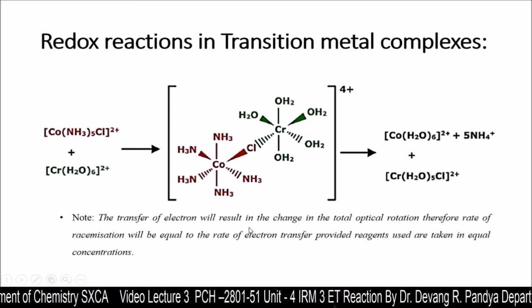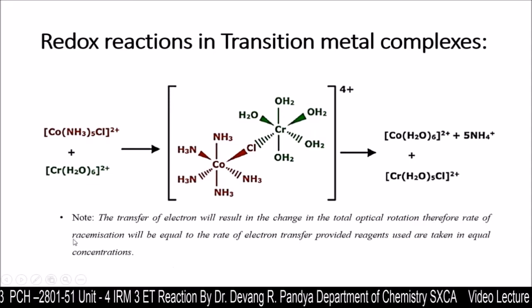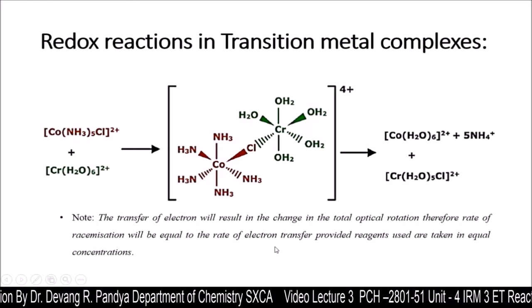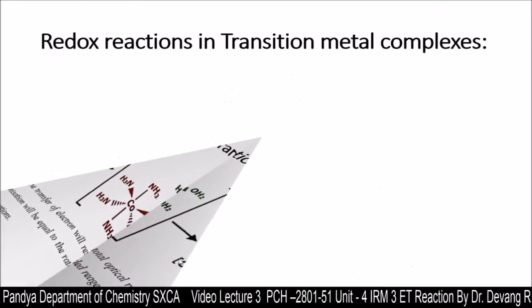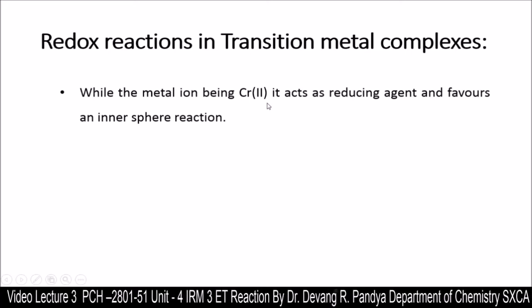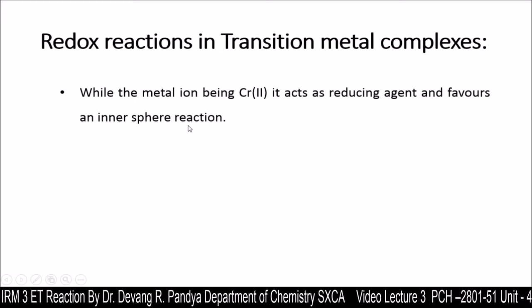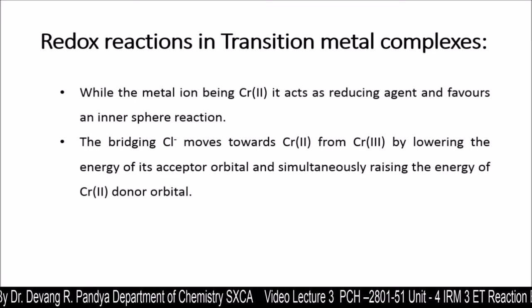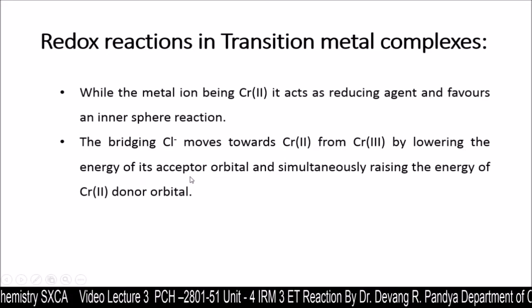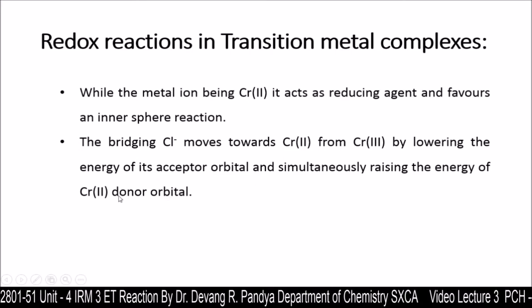Note that the transfer of electron will not result in a change in the total optical rotation, and therefore the rate of racemization will be equal to the rate of electron transfer, provided the reagents used are taken in equal concentrations. The metal ion chromium plus 2 acts as a reducing agent and favors the inner sphere reaction. The bridging chloride moves toward chromium 2 to chromium 3 by lowering the energy of its acceptor orbital and simultaneously raising the energy of the chromium 2 donor orbital.